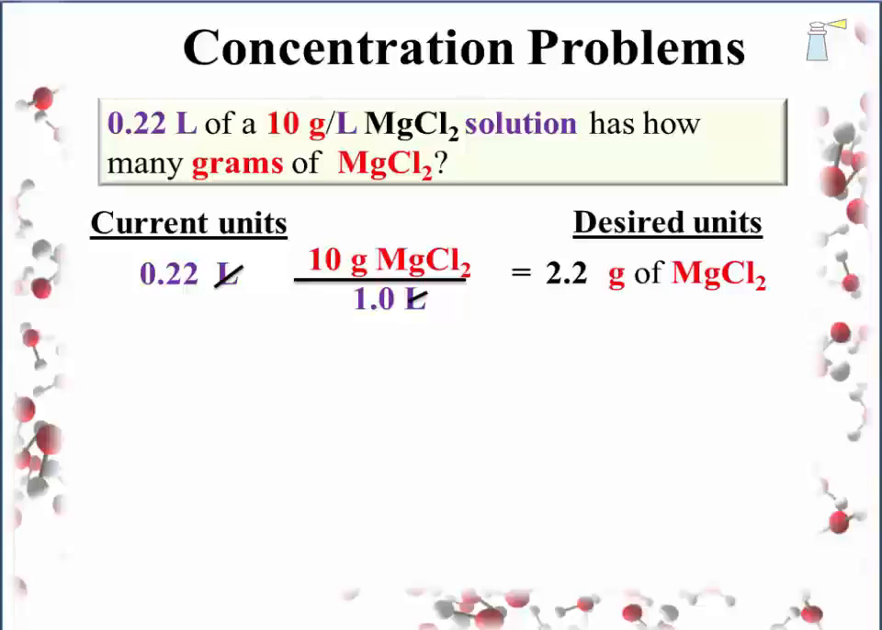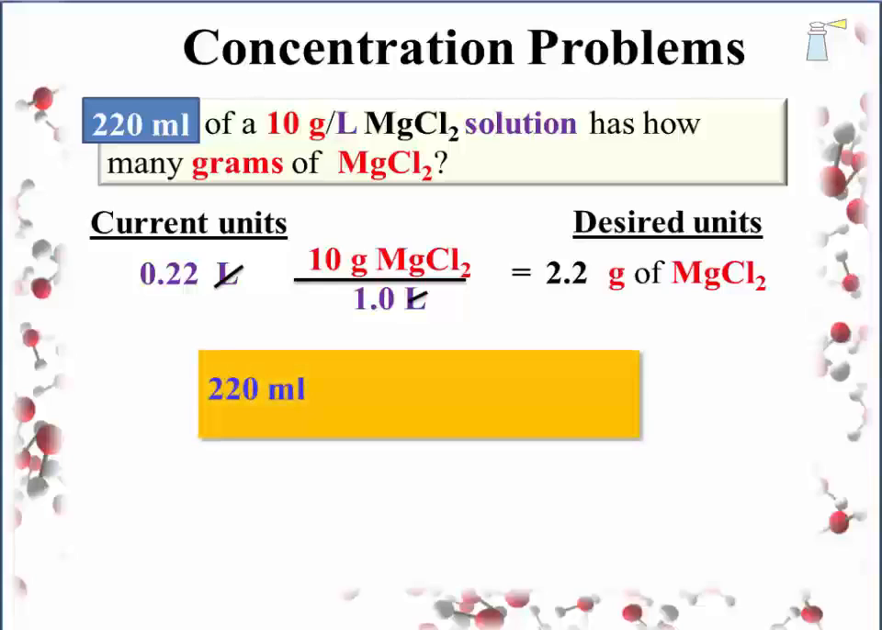But what if the original problem was not given in liters of solution, but in milliliters of solution? It is still the same overall problem, but there's a new issue in that the concentration scale and the given value are not in the same magnitude. To use the concentration scale as a conversion, the given units will need to be in liters. What can be done about this?